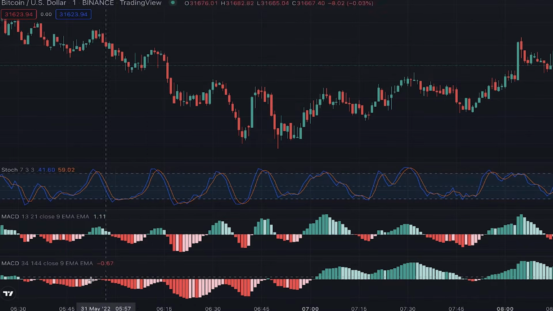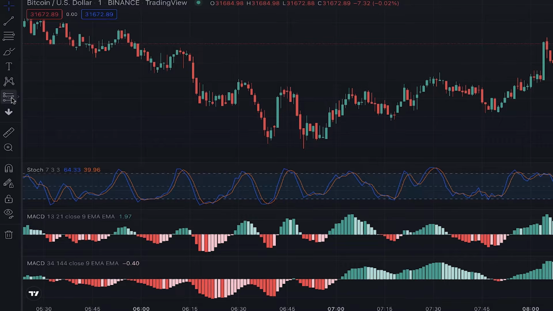So this MACD is red. We got a green wave on this MACD while this MACD is red. The stochastic K% line is above 80 and then crosses below the D% line. This is a signal for opening a short position. So we enter a short position here at this point.